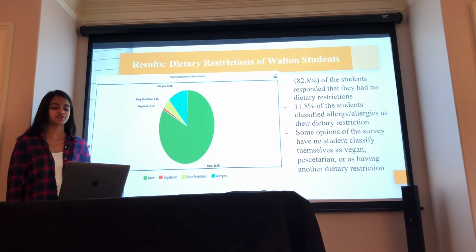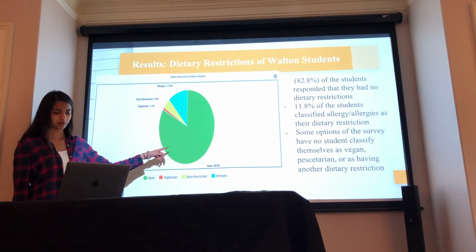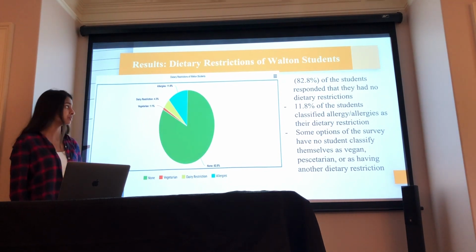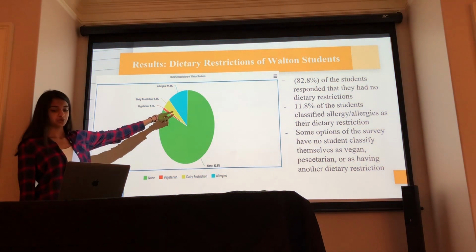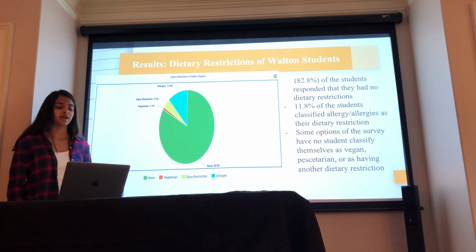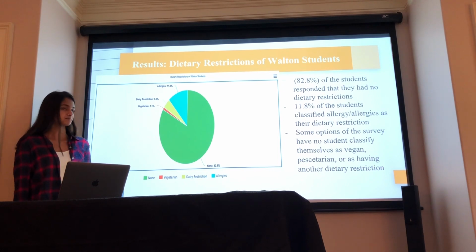Dietary restrictions of Walton students were assessed in this survey. As seen in this pie graph, an overwhelming proportion, or 82.8% of the students, responded that they had no dietary restrictions. The next largest category was allergies, which 11.8% of the students classified as their dietary restrictions. Some options of the survey had no students classify themselves as vegan, pescatarian, or as having any other dietary restrictions.